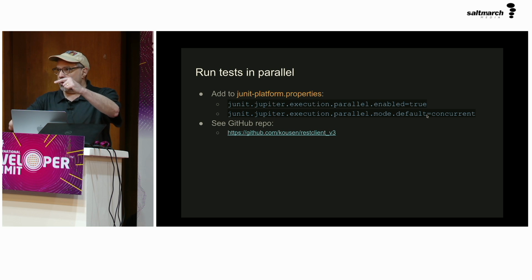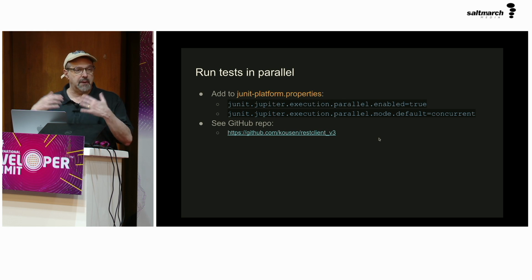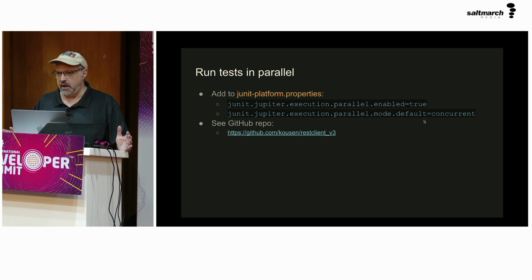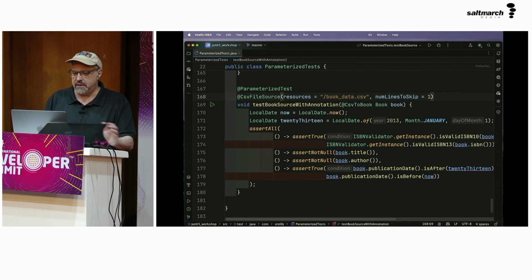So if I have 4 tests in one test case, they're going to run in their deterministic but non-obvious order, no matter what. Here, if I go into junit-platform.properties, add it to my class path, I can set parallel enabled and parallel mode default to concurrent, and now all the tests will run in parallel. And since your tests are supposed to be independent anyway, that can speed things up.